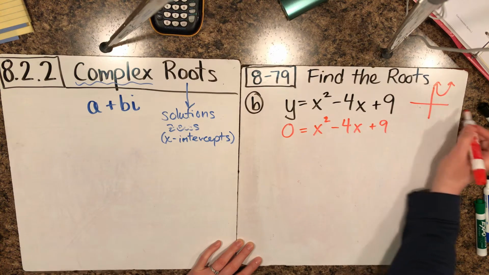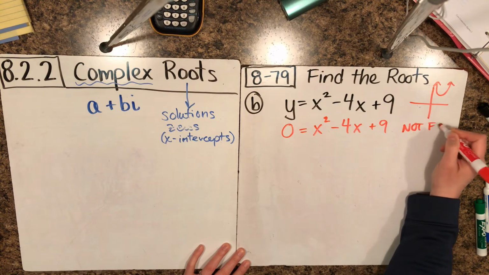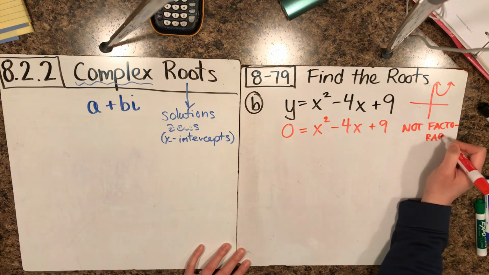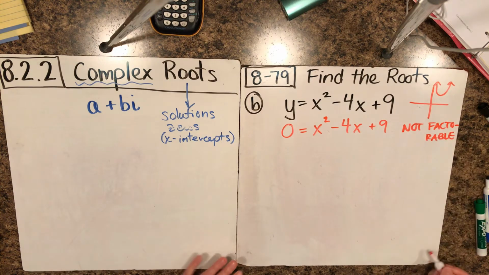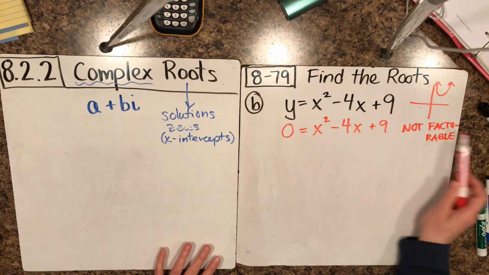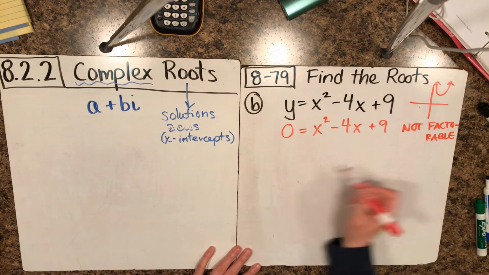Okay? If it never crosses the x-axis, it is not going to be factorable. And again, that doesn't mean, oh boy, worst split of a word ever. Okay, so if it doesn't cross the x-axis, it's not going to be factorable. Don't even try to factor it. We have to use the quadratic formula.